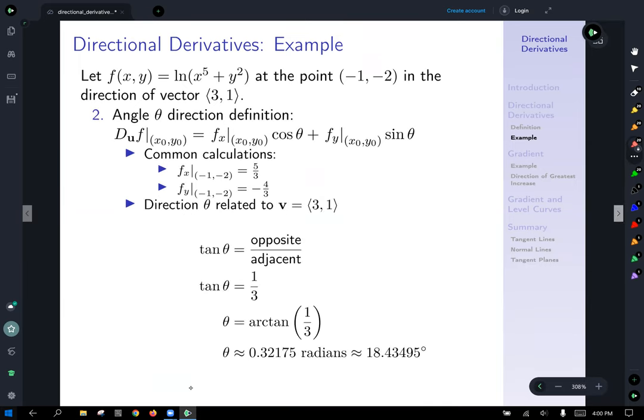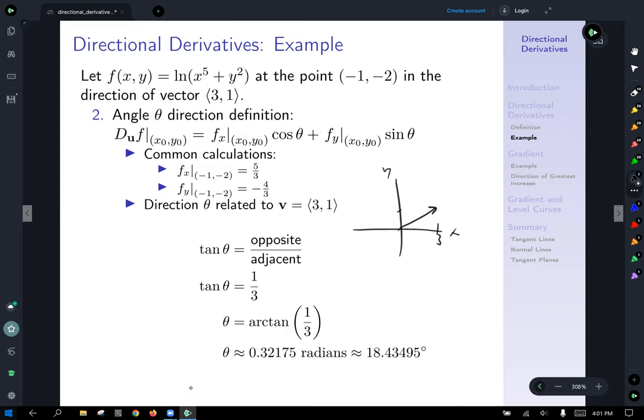Well, here we're not given an angle. So, like I said, it was possible to go between the two definitions. We're gonna fire up a little bit of trigonometry and figure out our angle. So tangent of theta is equal to y over x, or opposite over adjacent, if you will. And if we think of vector v as just a vector in the plane, x, y, we would go over 3 and then up 1.